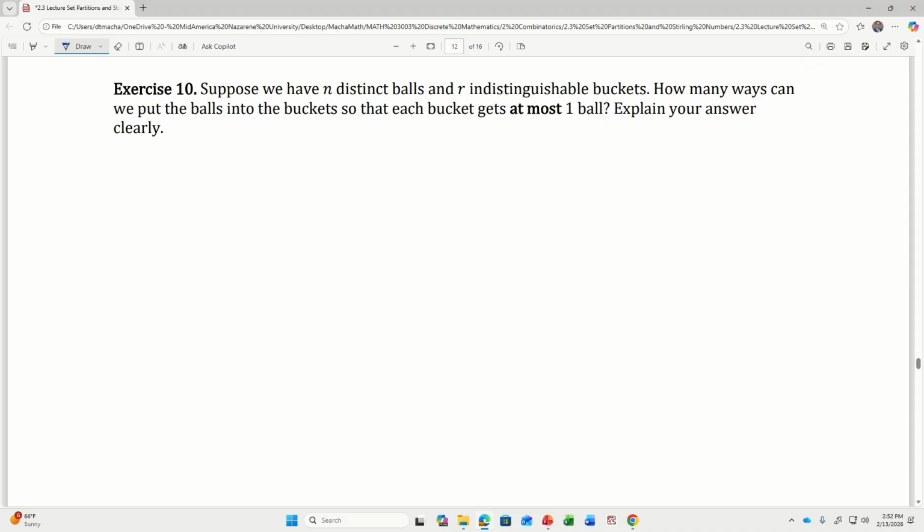Suppose we have n distinct balls and r indistinguishable buckets. It's a good format for a counting problem. How many ways can we put the balls into the buckets so that each bucket gets at most 1 ball? If each bucket gets at most 1 ball, that means I need more buckets than balls. I've got more buckets than balls this time. The buckets all look the same, but the balls look different.